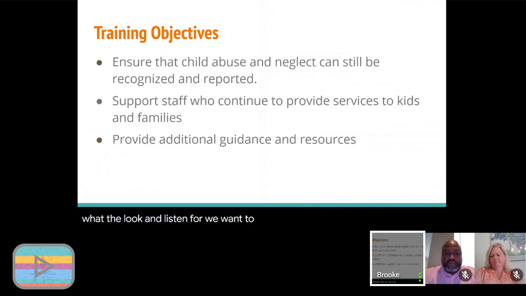We want to support our staff who continue to provide services to kids and families. So we want them to know what to do if they suspect abuse or neglect, or if maybe a family member or a student discloses something during one of their sessions. We want them to know who to go to if they've got questions and what to do if and when that situation happens. And then we want to provide additional guidance and support. We know that this is an incredibly stressful situation that everyone in our community is facing. And we want staff to know what resources are available in our community to provide to students and families when they have concerns.